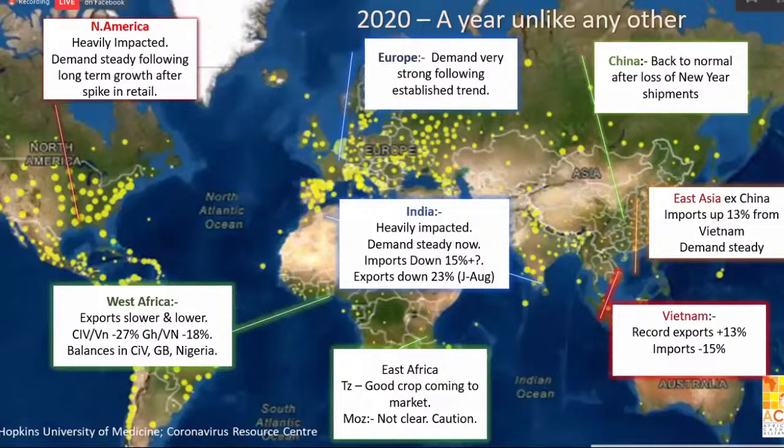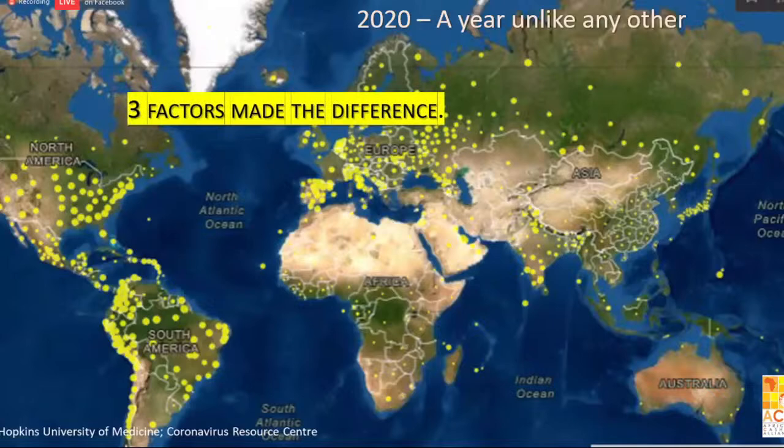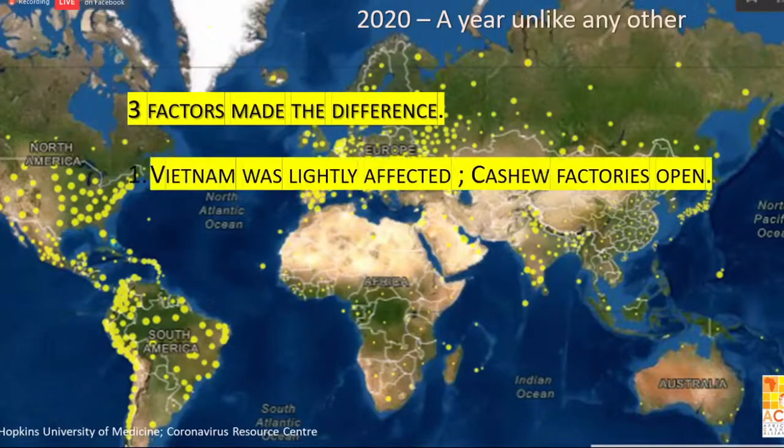Really, I think when we look at it, 3 factors made the difference. Bear in mind that back in February, people were predicting disaster. They were predicting a collapse in demand. Every second Vietnamese broker was predicting that people would stop eating cashews. Prices crashed. But 3 factors made the difference. Number 1, Vietnam was lightly affected. The cashew factories remained open.